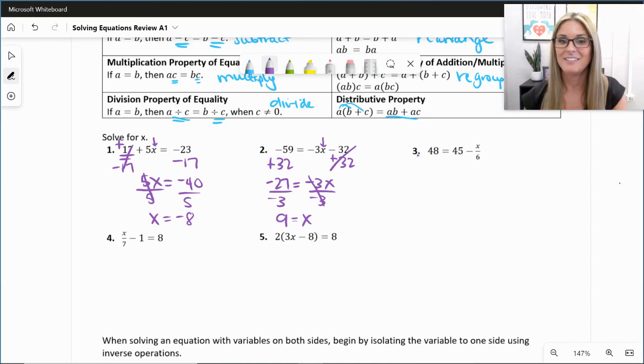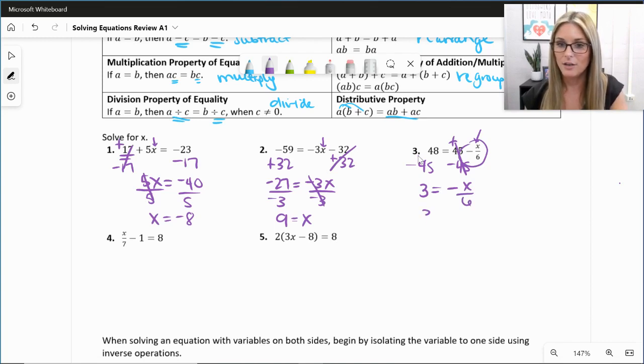Number 3, 48 equals 45 minus X over 6. So again, still trying to isolate X. Let's get rid of the 45, which is positive. Subtract that away. Sometimes I have students that are used to seeing a subtraction expression and they want to add. Well, we're trying to get rid of a positive 45. So we are subtracting 45 on both sides here. 48 minus 45 on the left side gives us 3 equals negative x over 6.